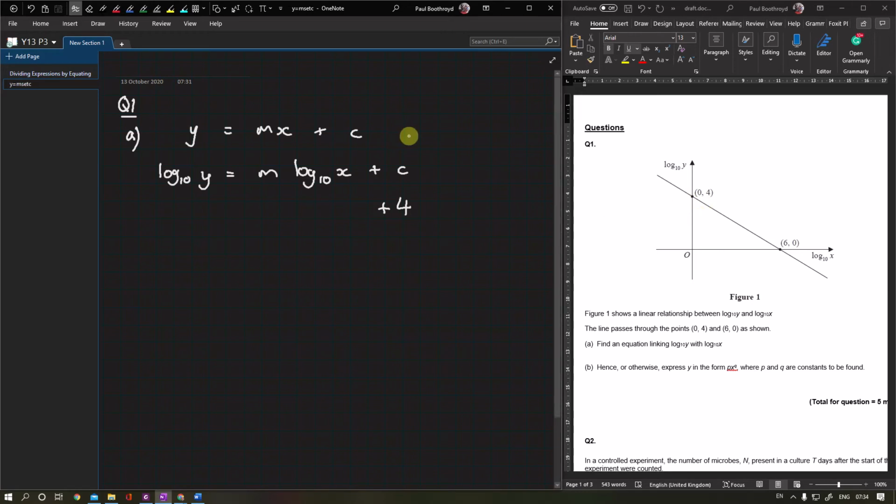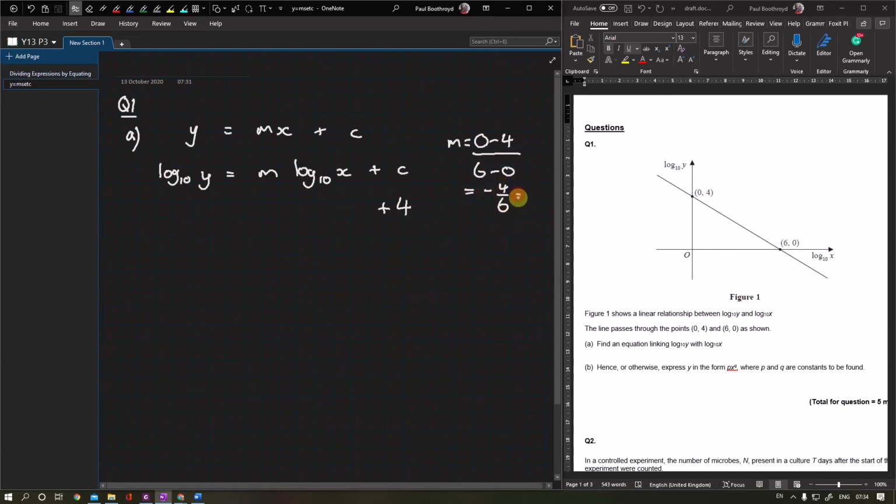The gradient, m, is the change in y, so it's 0 minus 4, if I work from the end to the start, over 6 minus 0, which is minus 4 over 6, which is minus 2/3. So the equation we get in terms of logs is log y equals minus 2/3 log base 10 of x plus 4.